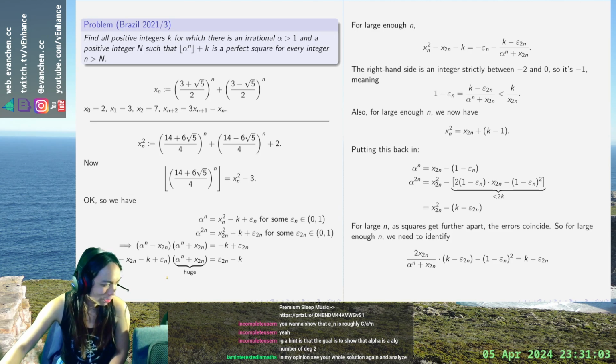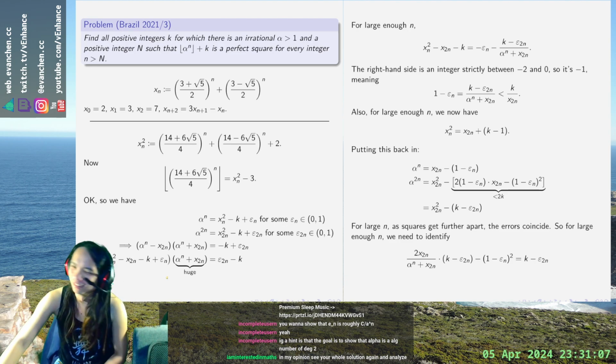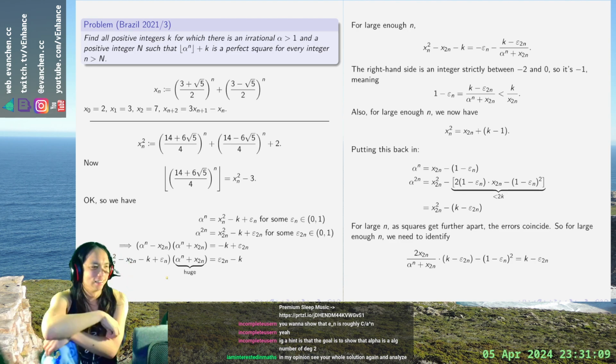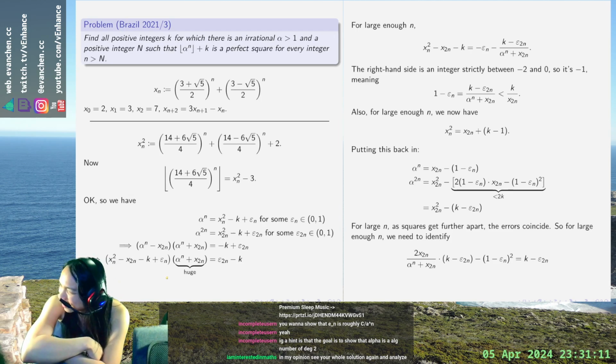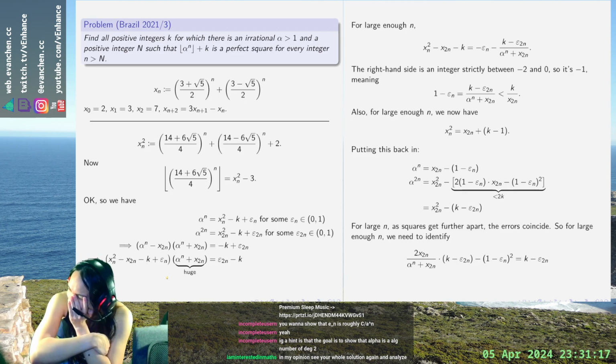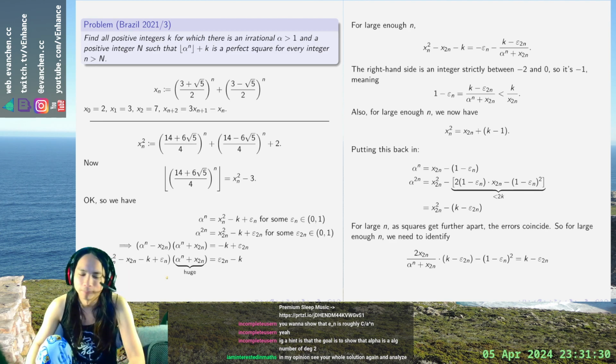How do you prove a number is algebraic with inequalities? That's a thing you could do? Like, what? Unless you're telling me that I'm not supposed to be using inequalities.